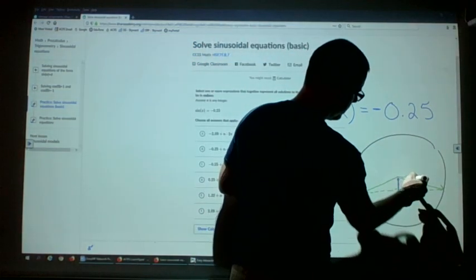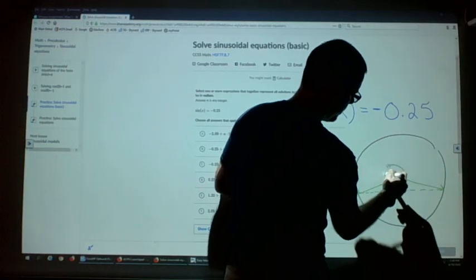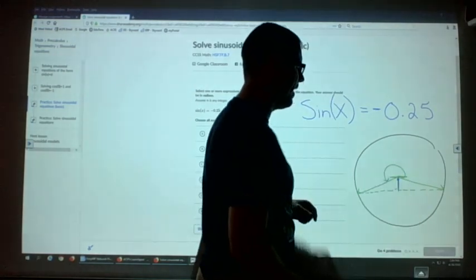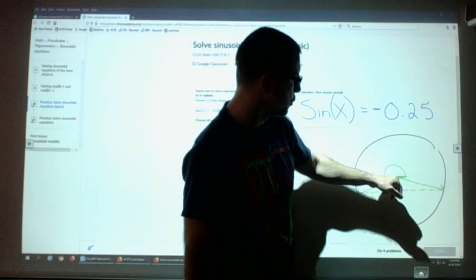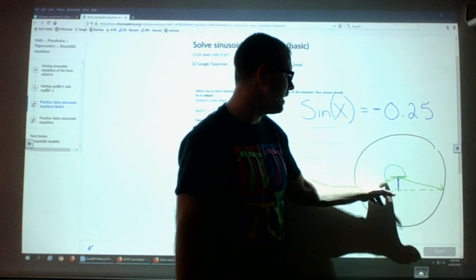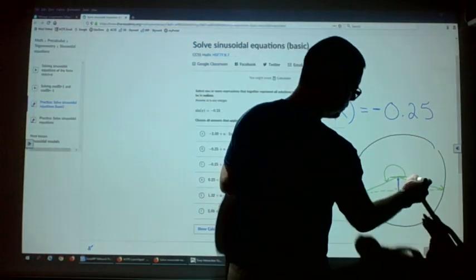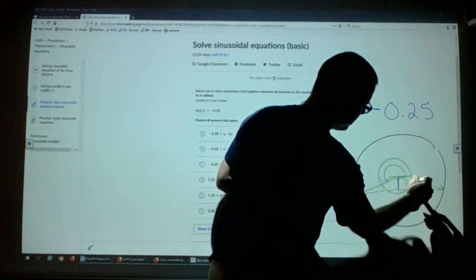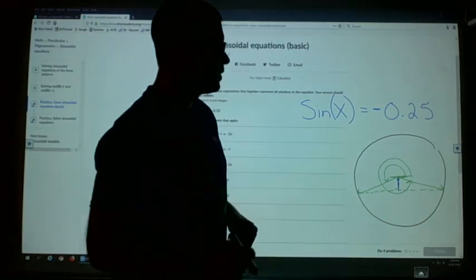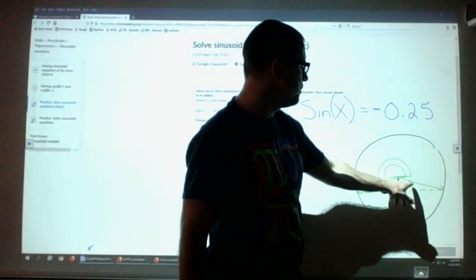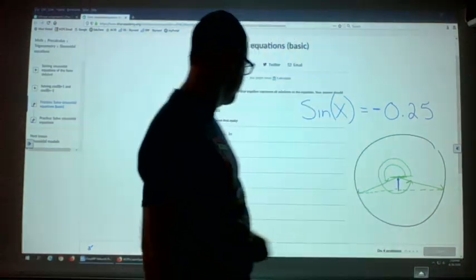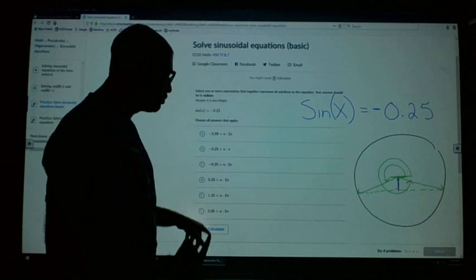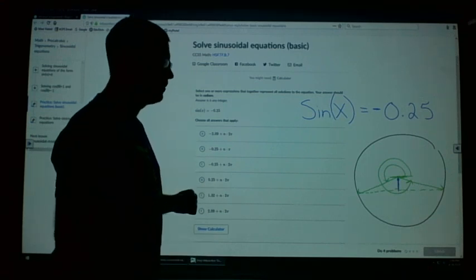This is this angle. We always start by measuring from the positive horizontal axis, so 0, 90, 180, and whatever that angle is. My other solution would be that angle. So I need to find these two values for x. And again, it wants me to select one or more expressions. So again, there's two solutions.